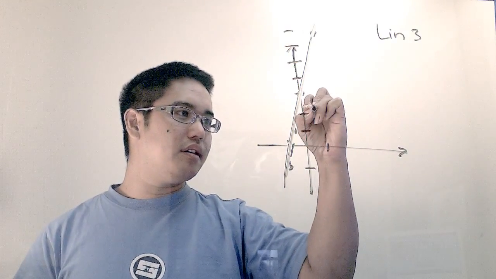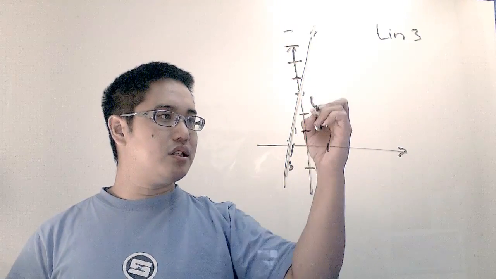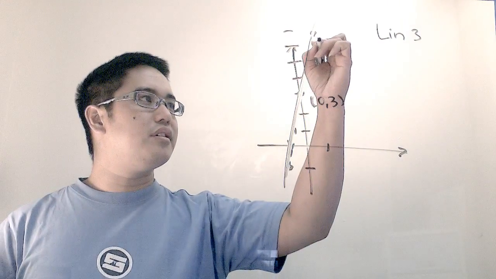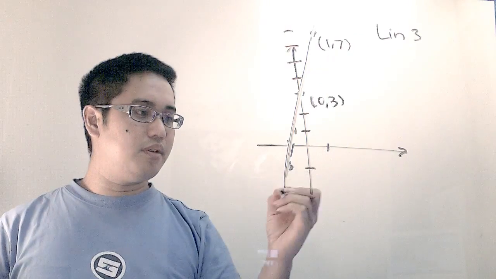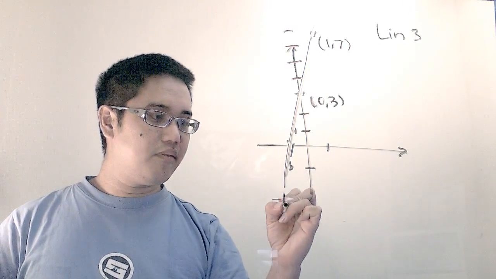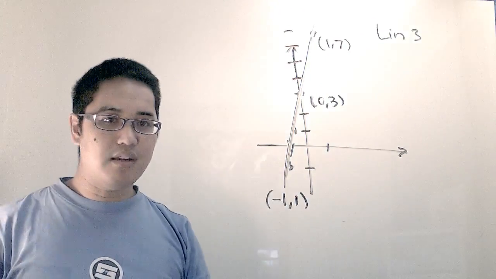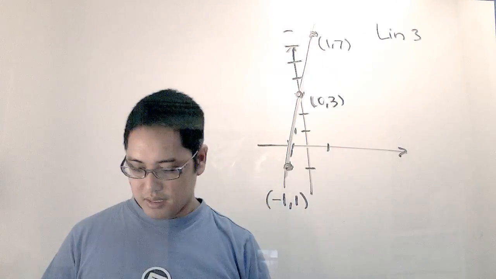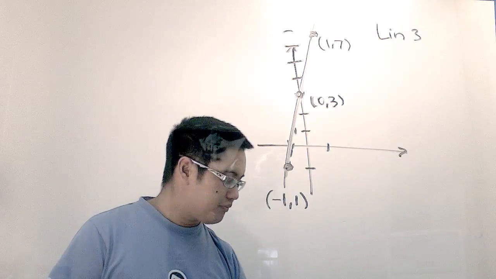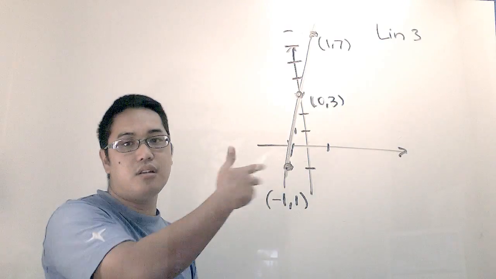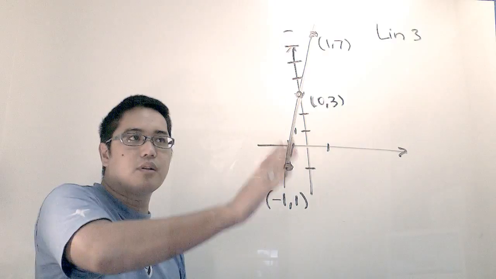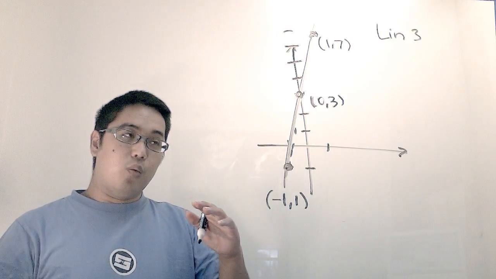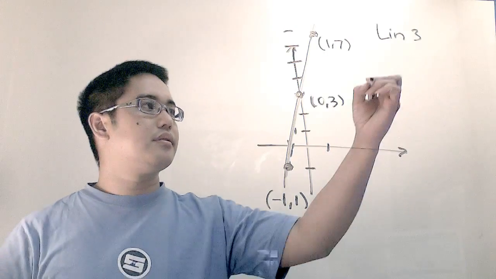This point right here is (0, 3). This point right here is (1, 7), and this point right here is (-1, 1). I just gave you the x and y coordinates of these 3 points. Now, this is a line. This is a linear function. From the graph, can you tell what the y-intercept is?